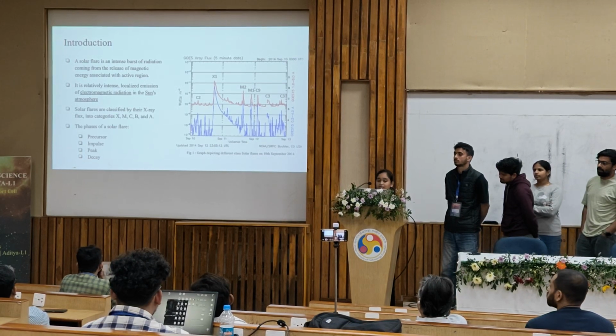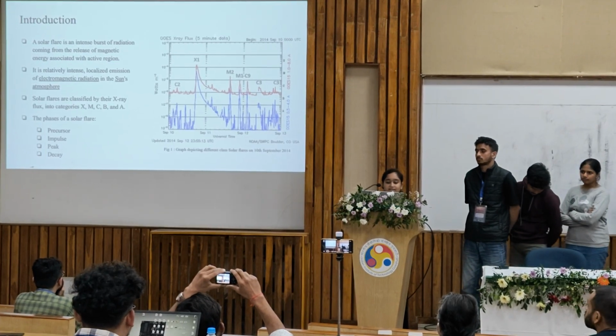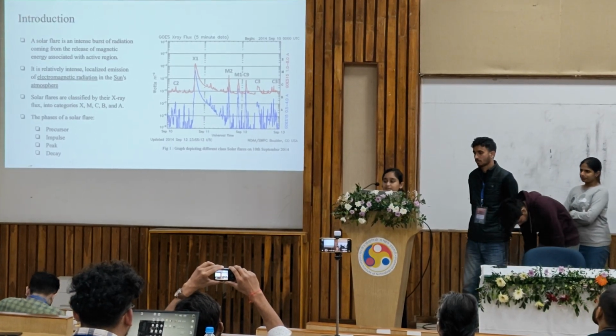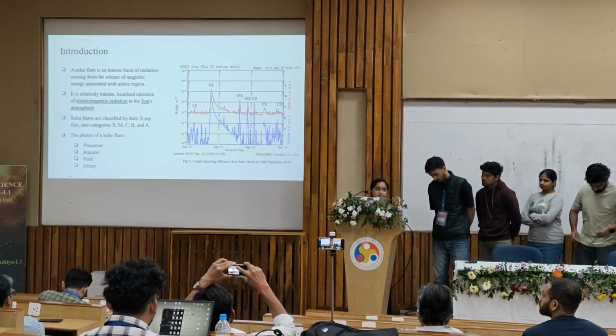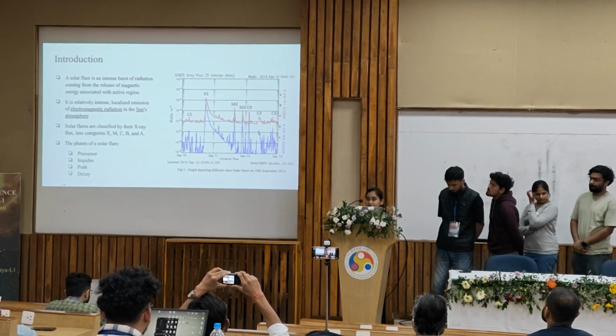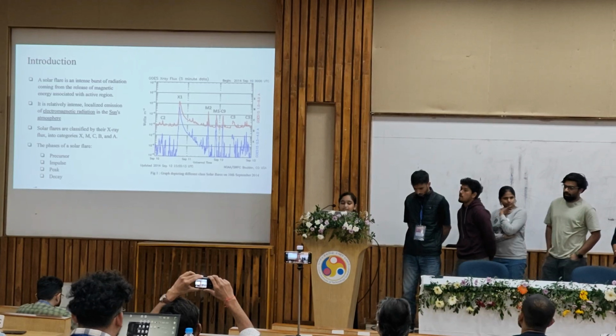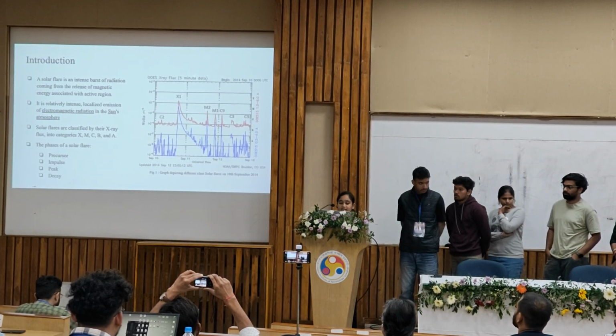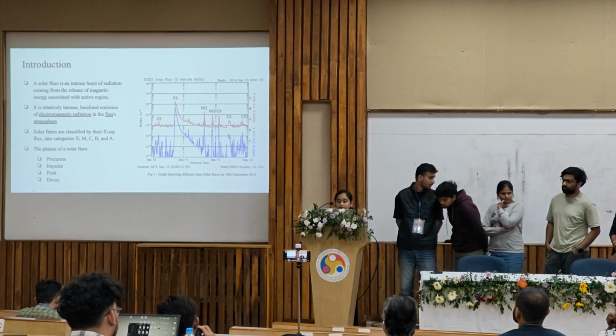Introduction part: what a solar flare is. It's basically an intense burst of radiation which comes from the release of the magnetic field associated with an active region. Usually it is really intense and has an emission of electromagnetic radiation.